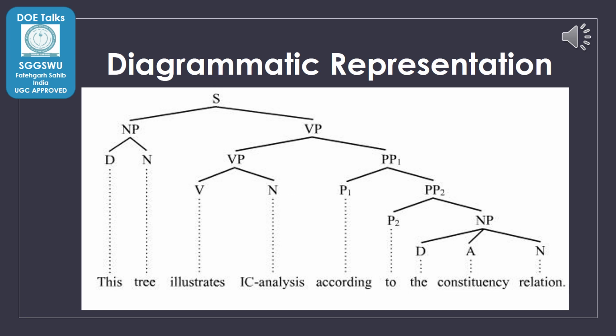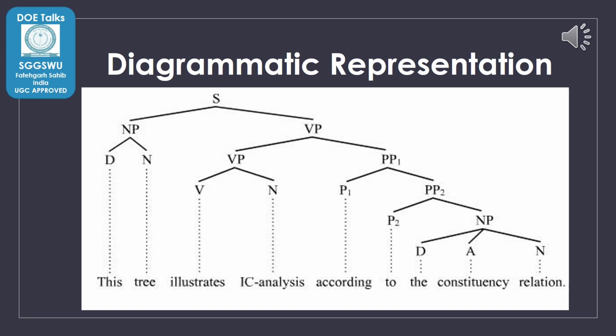Then the verb phrase is again divided into verb phrase and prepositional phrase. Verb phrase is divided into a verb and noun. Then we have the prepositional phrase, in which we divide it into preposition 1 and preposition phrase 2. Then again we divide it into preposition 2 and noun phrase. Noun phrase again is divided into determiner, adjective and noun.